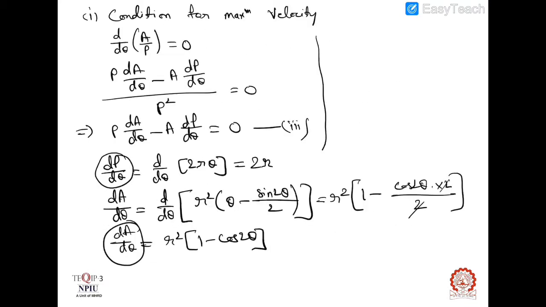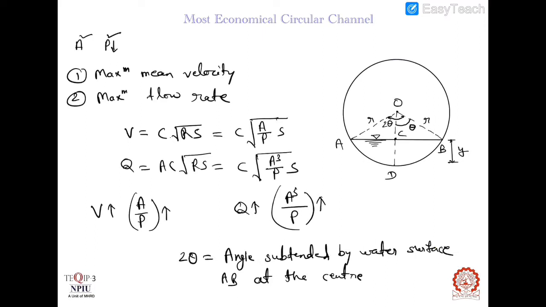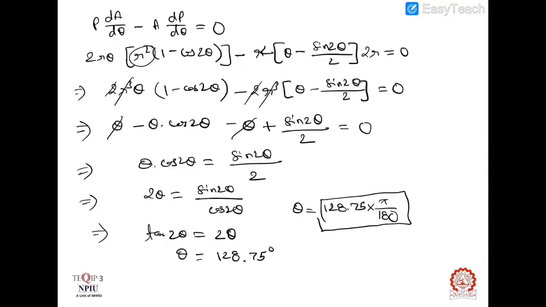Now let's find the depth of flow from this figure. The depth of flow is DC. Why? This DC is OD minus OC, and OD is the radius and OC is r cos theta. Okay, so r minus r cos theta. Y is equal to r minus r cos theta, that is r(1 minus cos theta).